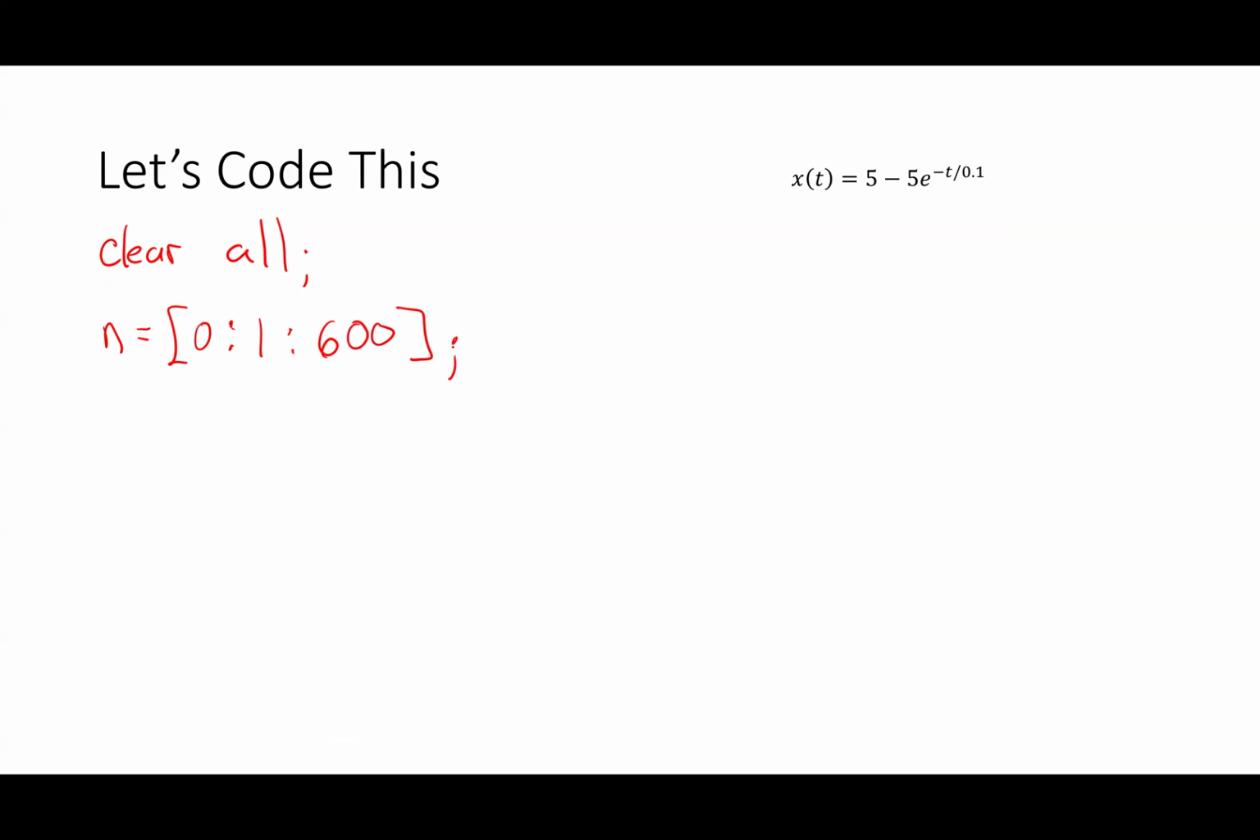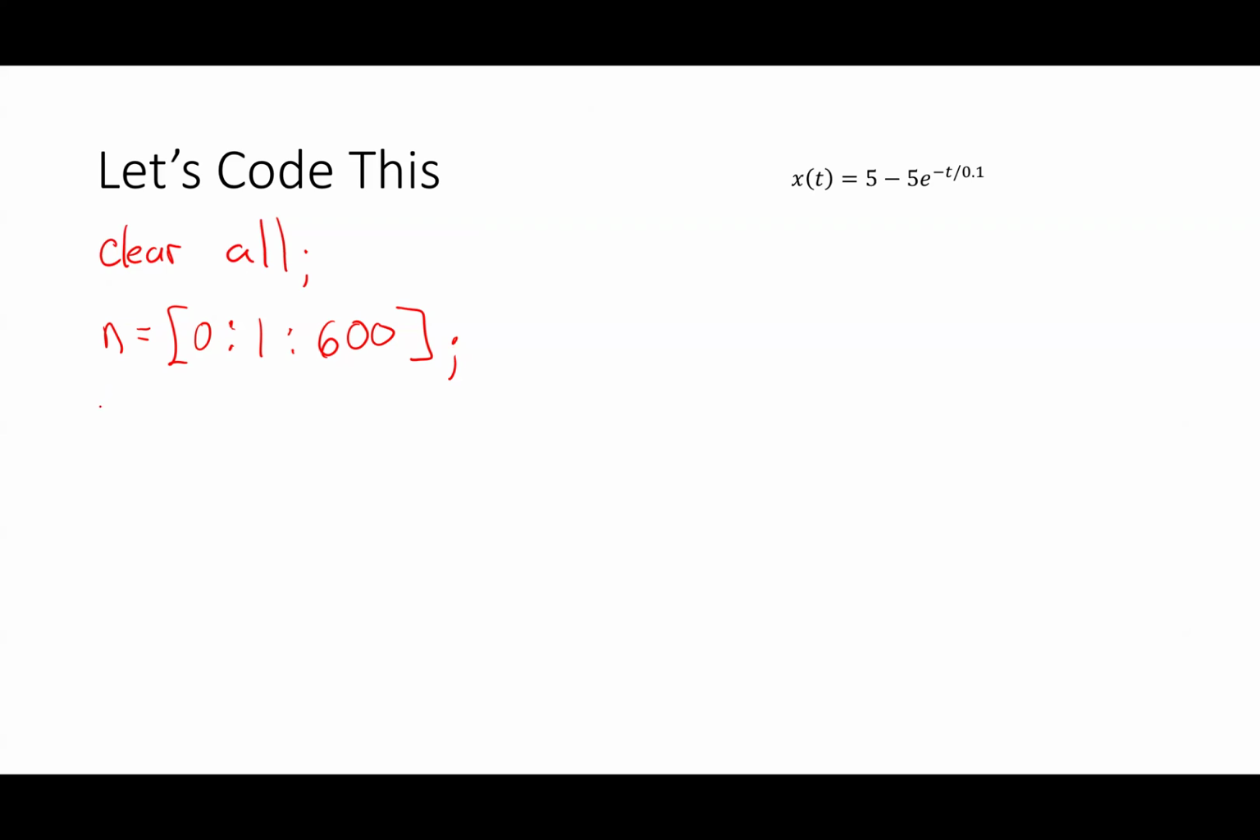What would that vector create? If I said, what does n look like? What would n look like if I made that vector right there? 0, colon 1, colon 600. What would that give me? Yeah, it would go basically in steps of 1. So it'd be 0, 1, 2, 3, 4, 5, 6, all the way up to 600. How many points would that be? How many numbers would that be? 601, right? Because I'm starting at 0. Okay. So it's 601 points.